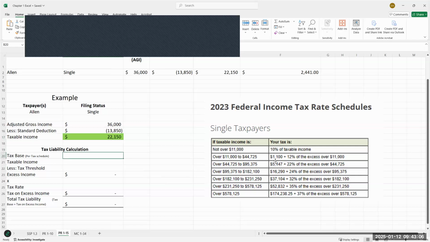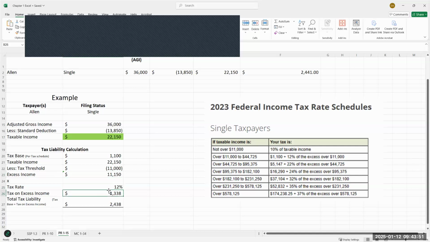So based on that, the tax base is $1,100. And then it says, in addition, the excess tax on income is 12% of all income over 11,000. So based on that, taxable income of $22,150 less the threshold of 11,000. This needs to be a negative, right? Less the threshold of 11,000 because again, it says excess over 11,000. So therefore, Alan's excess income is 11,150. So based on that, all of this 11,150 is going to be subjected to 12%, not 10%.